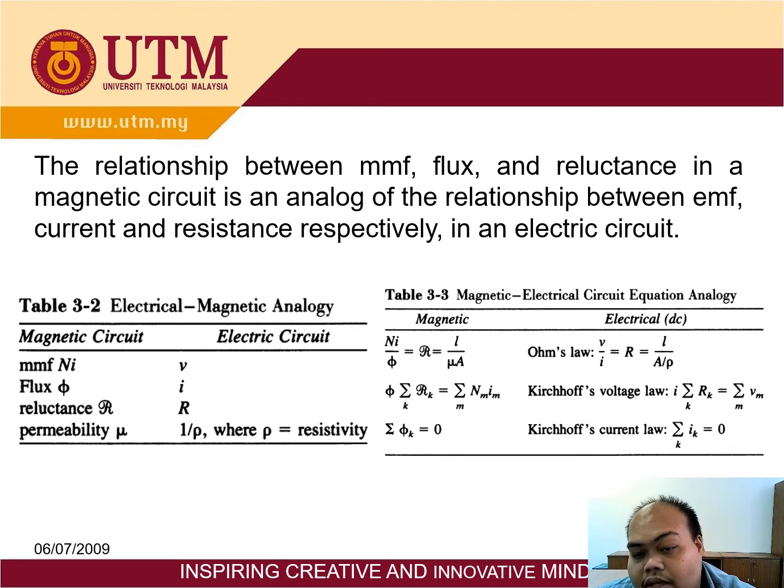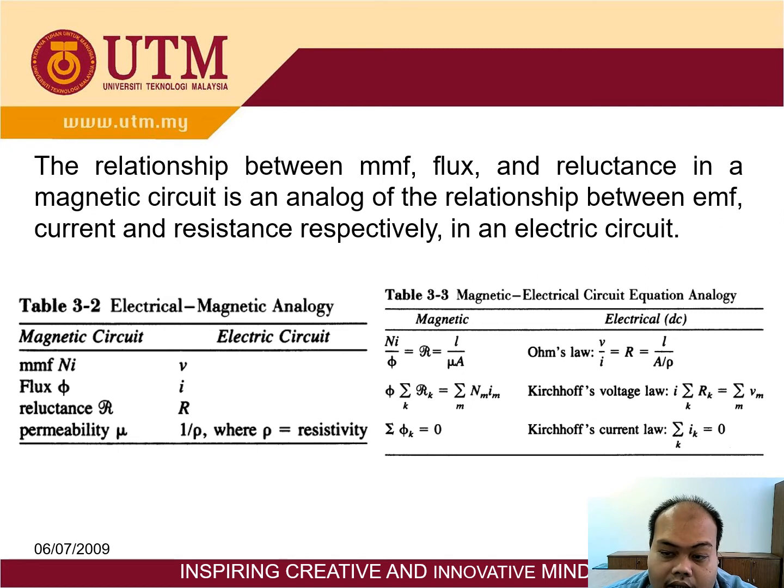If you compare to electrical, it is the resistivity. This one we don't learn in electrical. Also, this is the comparison of equation analog. Ni over flux equals L over mu A. That is how to calculate the reluctance, and it is compared to the resistor. Ohm's law, V divided by I equals R. L over A divided by rho is something we don't learn in electrical, so no need to worry.